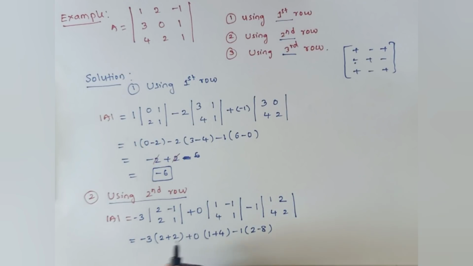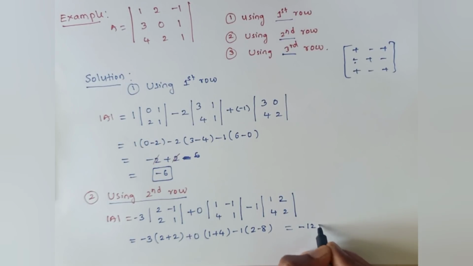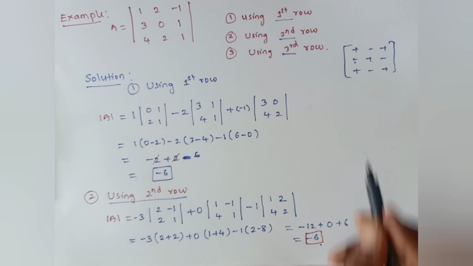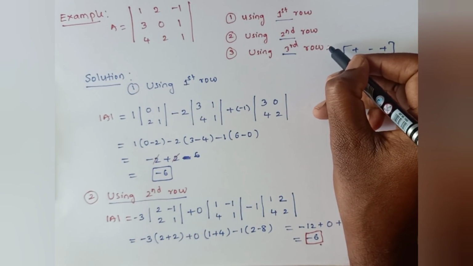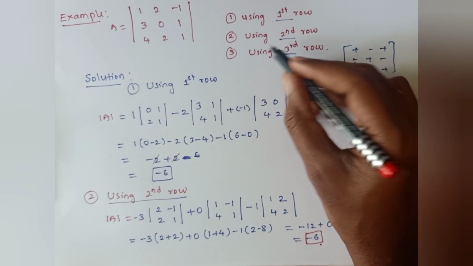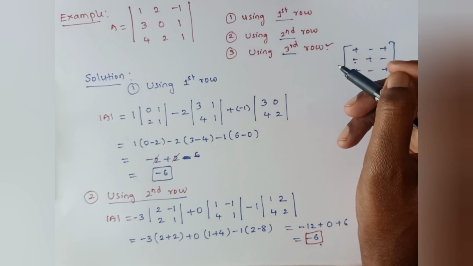So we can write this as minus 3 into 4, this is minus 12, plus 0 into something, it is 0, and plus 2 minus 8 is minus 6 into minus 1, so it is plus 6. Now finally this is minus 6. You can check the previous answer, that is also minus 6. Similarly you can evaluate the determinant of the given matrix by using the third row.